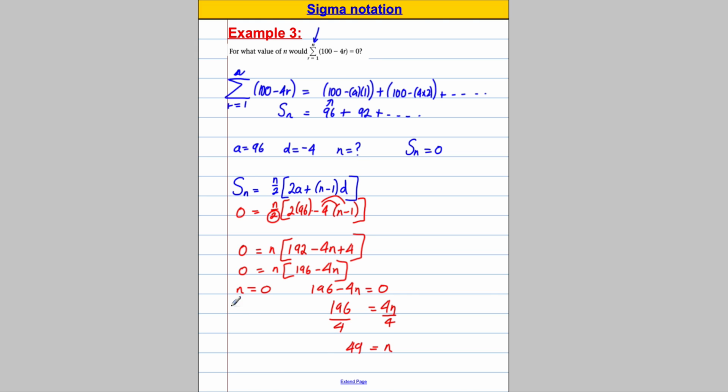So, what value of n would work? Well, not 0, because that doesn't make any sense. We're not counting that one, so we're just going to ignore it. So, n would equal 49 is our final answer.